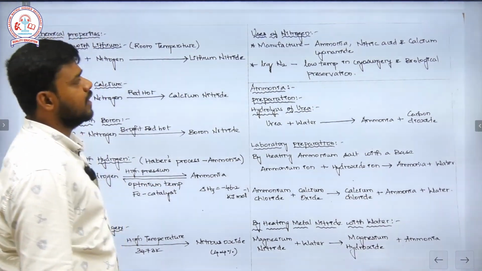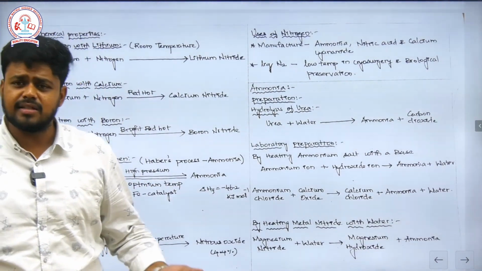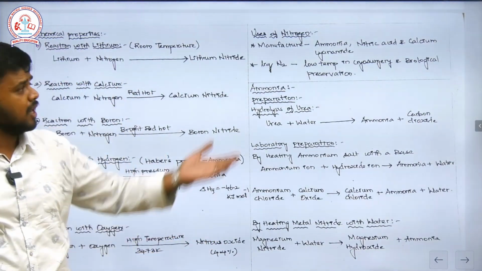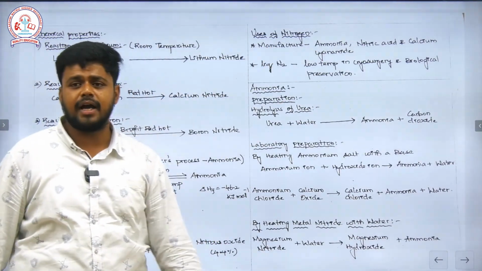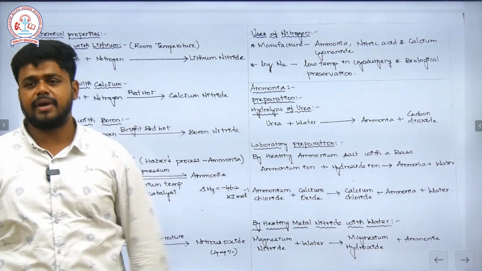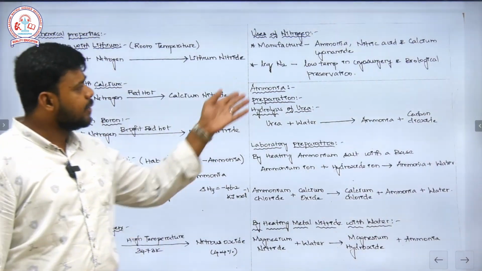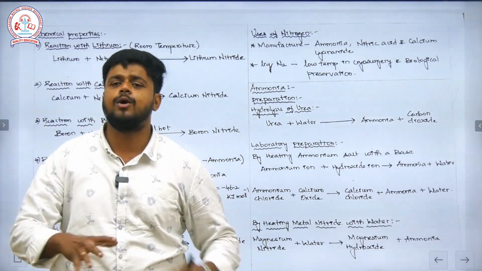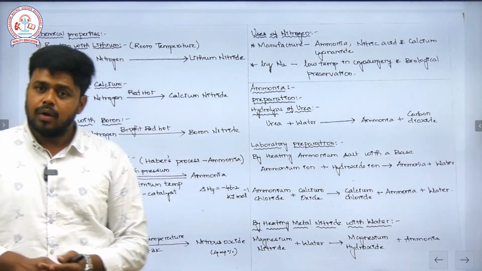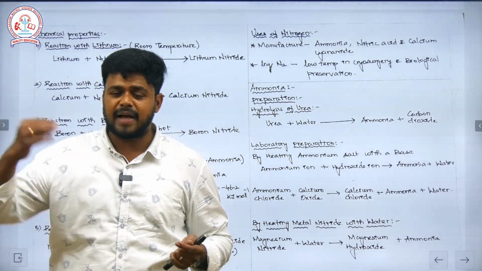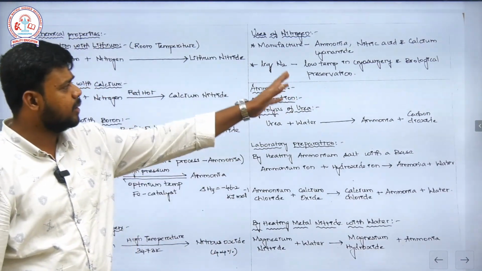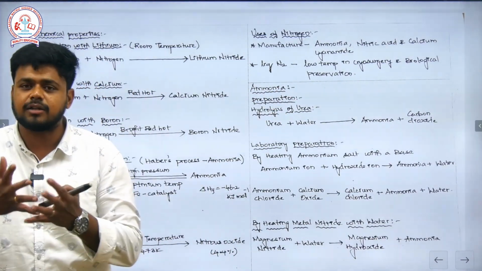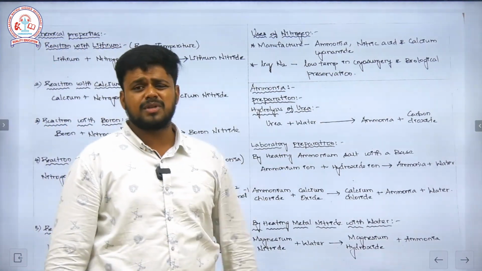uses of nitrogen. How is nitrogen used? We have already synthesized ammonia with the help of Haber's process. So it is used to manufacture ammonia, nitric acid, calcium cyanamide, etc. Then liquid nitrogen is used in cryosurgery. Cryosurgery is surgery done at a very low temperature in order to avoid any pathogens getting into it. So it is done at very low temperature and to safeguard the organs also. Then biological preservation.